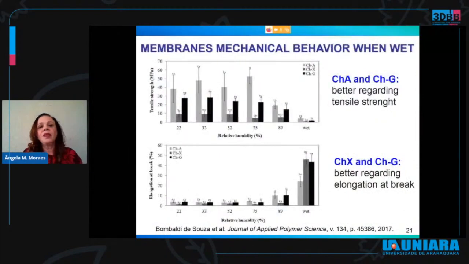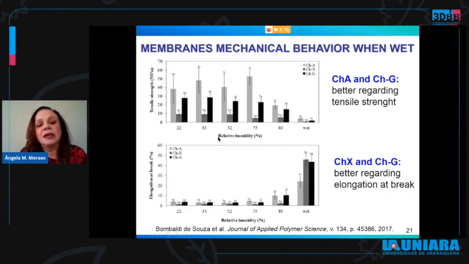We were still concerned about the elongation at break that was low, but then we thought that all the tests that we have been doing so far were performed in dry conditions. And when we are in contact with the lesion, we have the membranes being wet by the exudate. So we decided to check the effect of relative humidity on the membranes, and we noticed that we have a bit of a drop in tensile strength with increase of humidity, but also a significant increase in elongation at break. And we noticed that formulations combining chitosan and alginate or chitosan and guar gum were better regarding tensile strength, while formulations combining chitosan and xanthan gum or chitosan and guar gum were better regarding elongation at break in moist conditions.